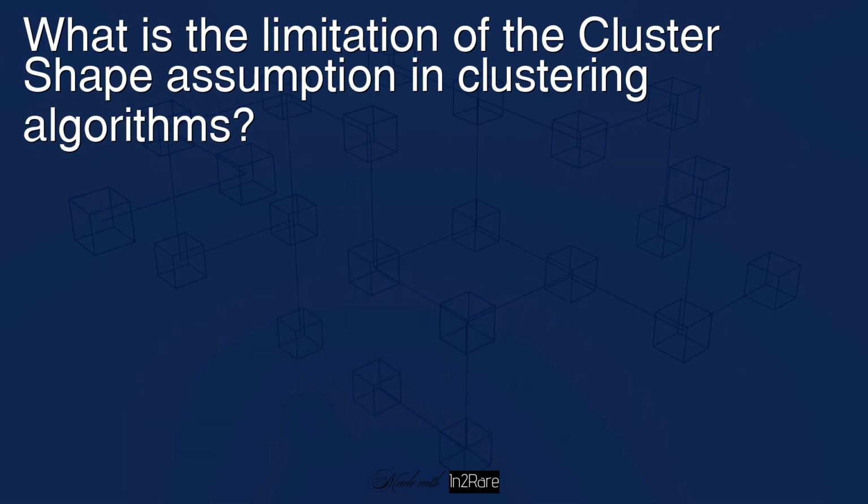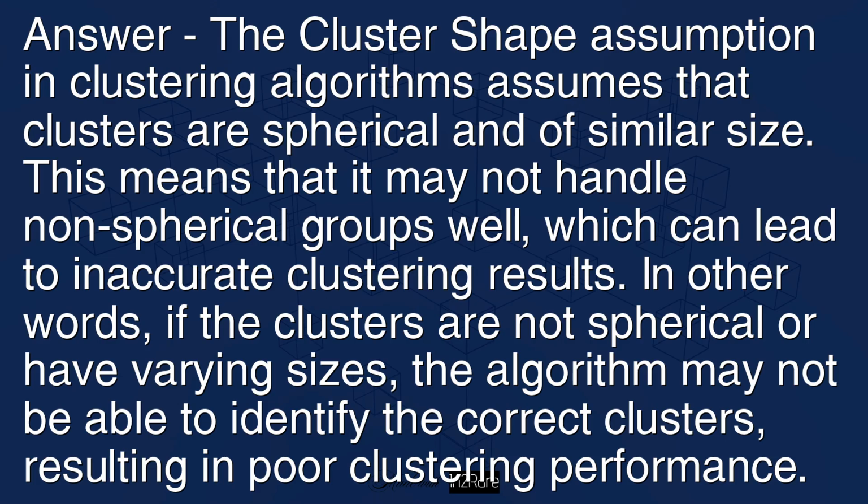What is the limitation of the cluster shape assumption in clustering algorithms? Answer: the cluster shape assumption in clustering algorithms assumes that clusters are spherical and of similar size. This means that it may not handle non-spherical groups well, which can lead to inaccurate clustering results. In other words, if the clusters are not spherical or have varying sizes, the algorithm may not be able to identify the correct clusters, resulting in poor clustering performance.